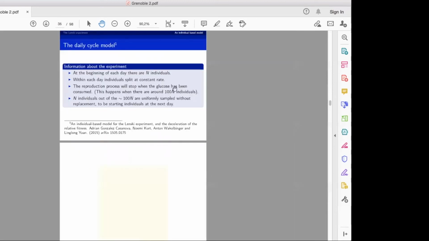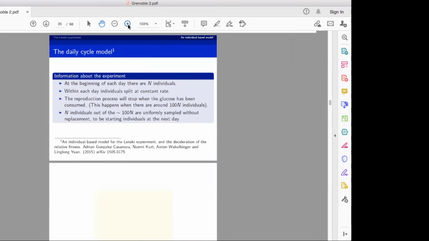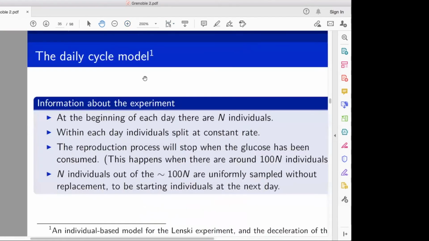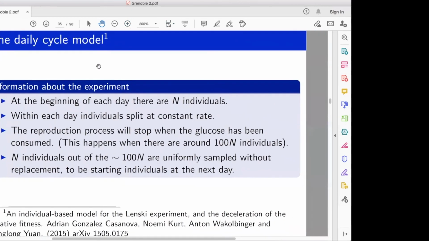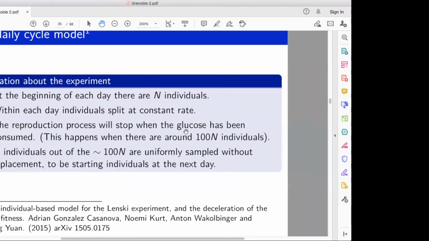Okay, now again it's small. Sorry about this. Well, in a project together with Noemi Kurt, Anton Wakolbinger, and Yin-Long Zhuang, what we did was to construct a very simple model, the simplest possible model, in which we try to capture the design of the experiment.